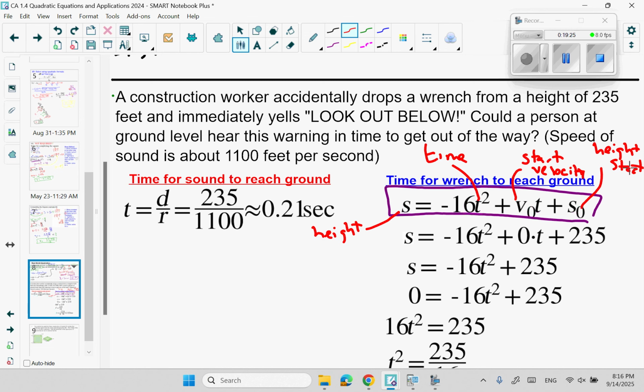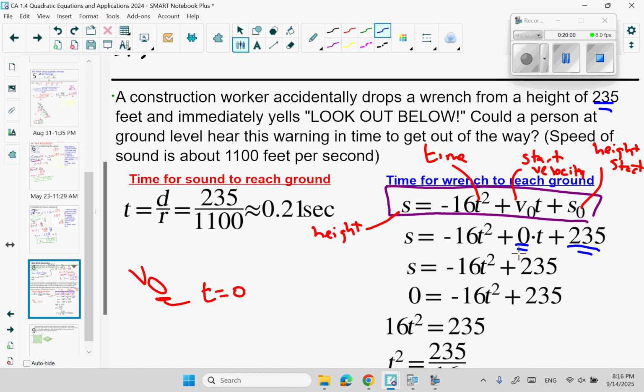What that subscript of 0 means is when our independent variable is 0. In this case, my independent variable is time. So all that S sub 0 stands for is height at time 0. That's all that's talking about. Well, looking through it, the wrench was dropped from a height of 235, so it started at 235 feet, but it was dropped, so it has no initial velocity, so 0 goes in right there.